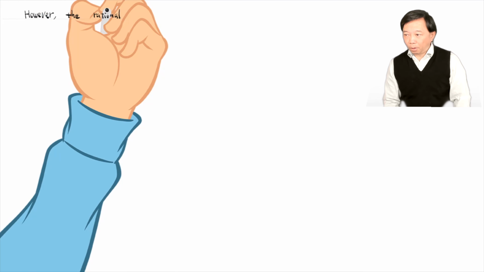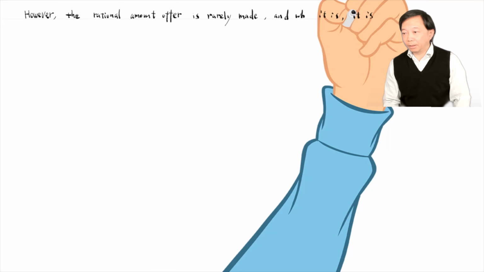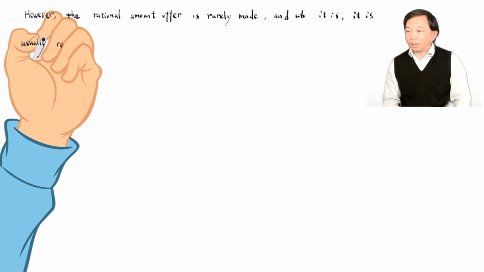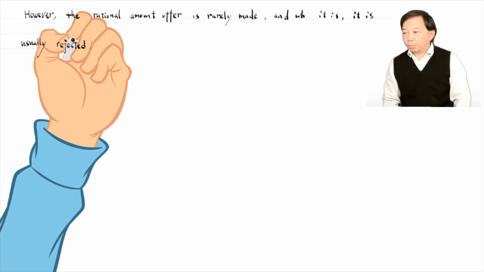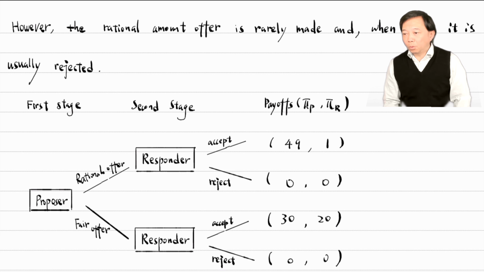However, the rational minimum amount offer is rarely made, and when it is, it is usually rejected. One explanation is that the responder's payoff from accepting a low offer becomes negative because of a feeling of being insulted or an aversion to unfairness.